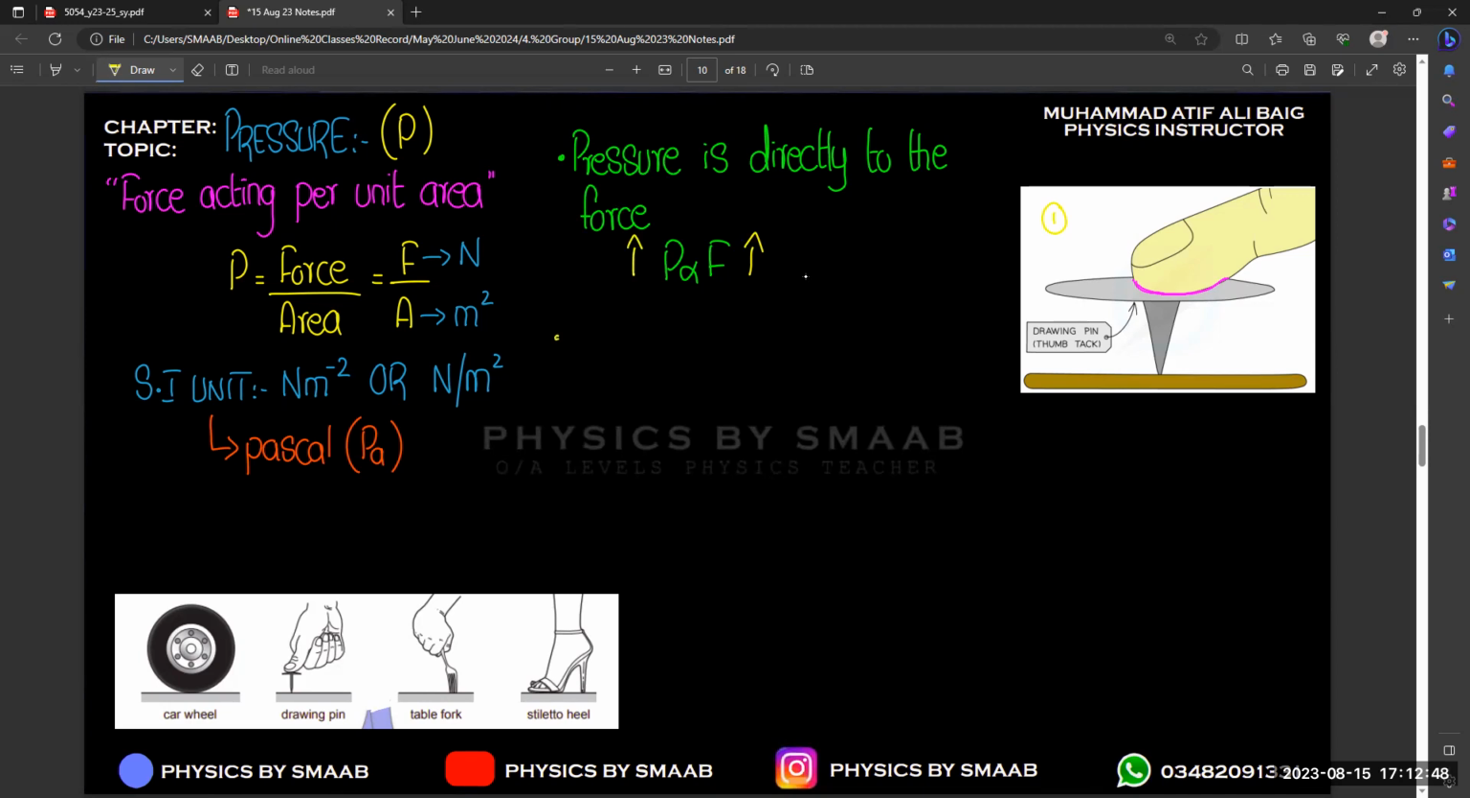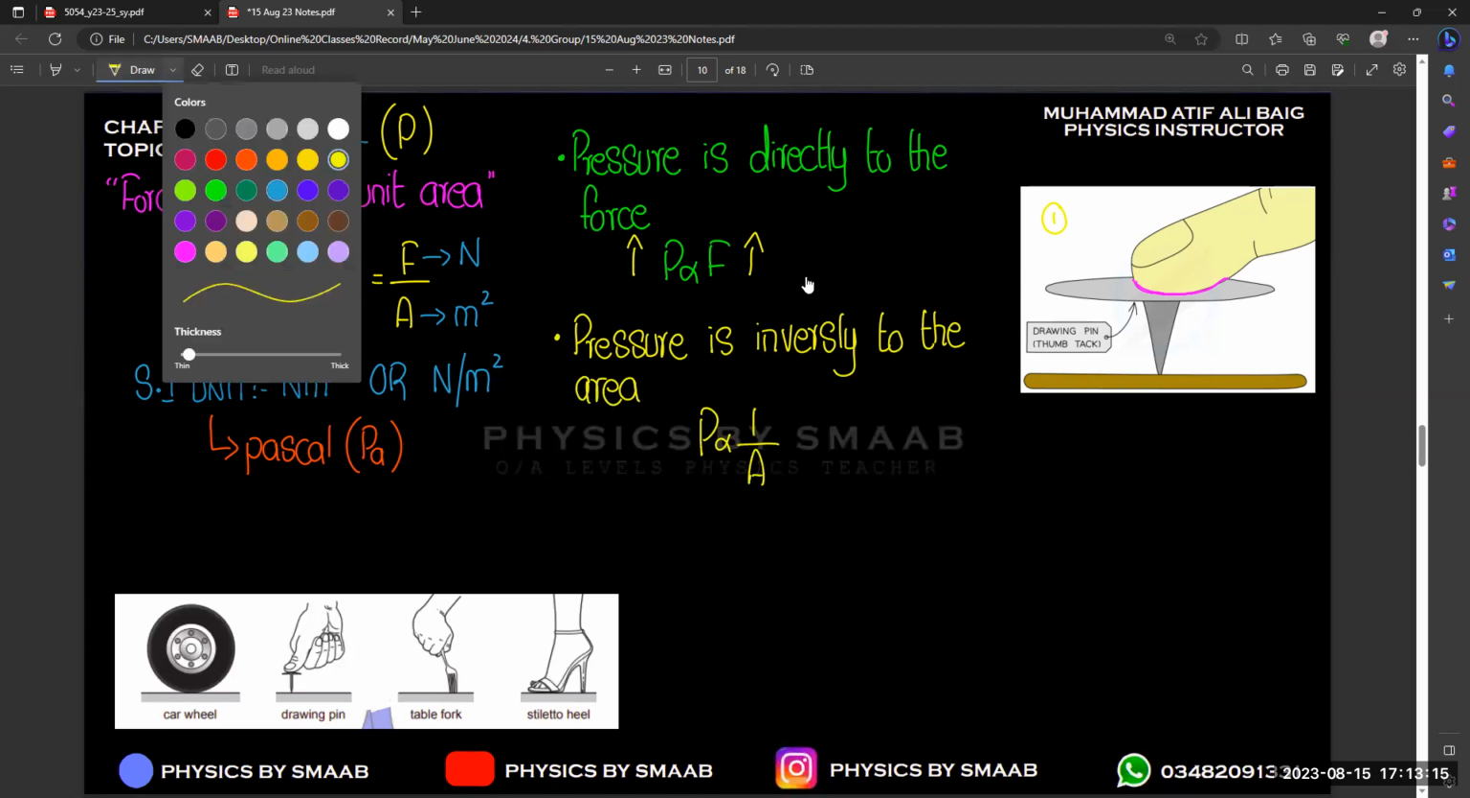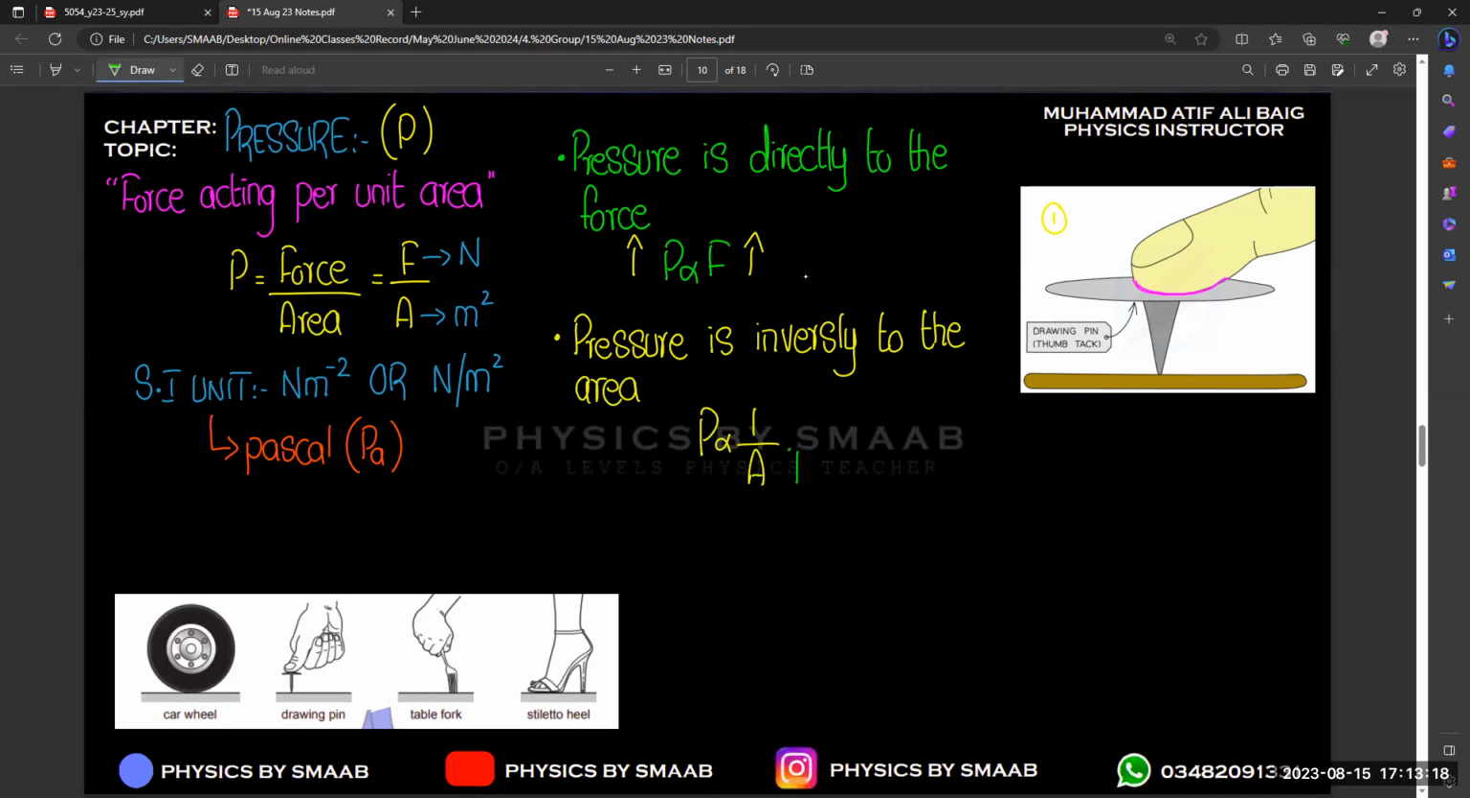And if we talk about the area, pressure is inversely proportional to the area, right? It means that if we increase the surface area, your pressure will decrease and vice versa. If we decrease the area, pressure will increase. If we increase the area, pressure will decrease.